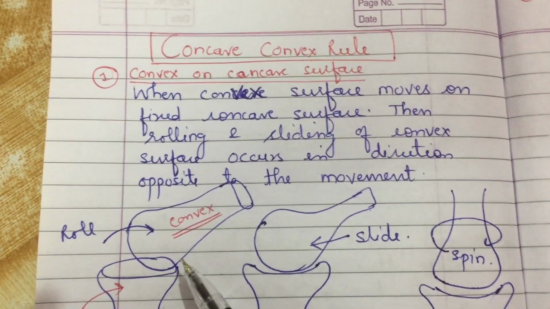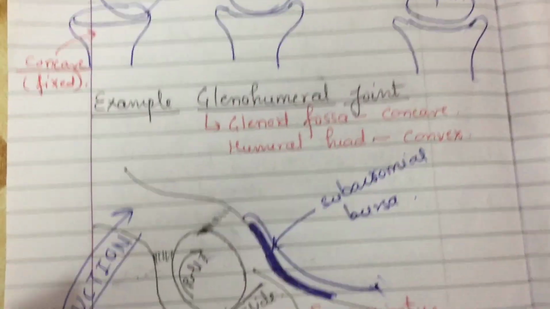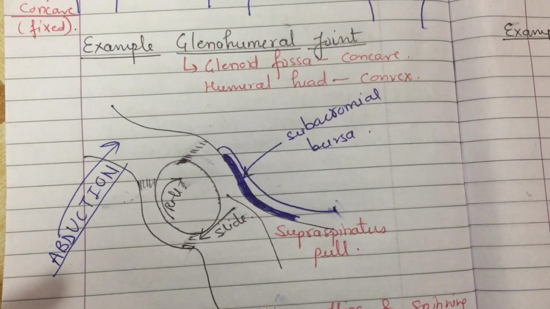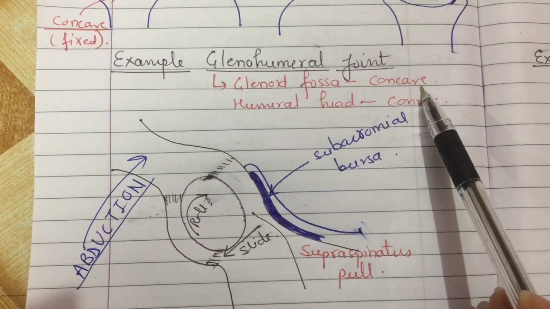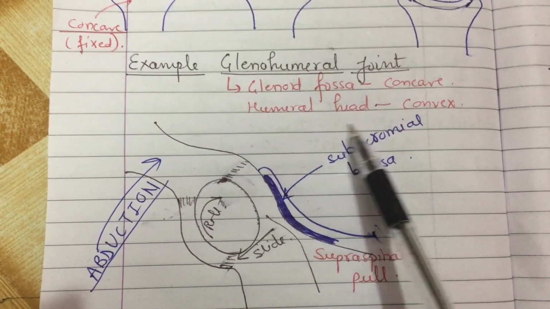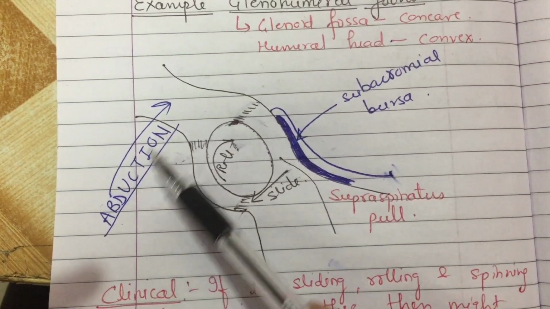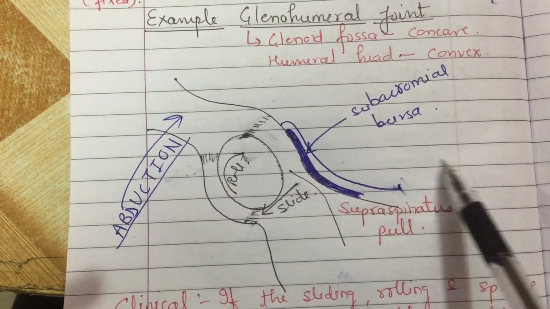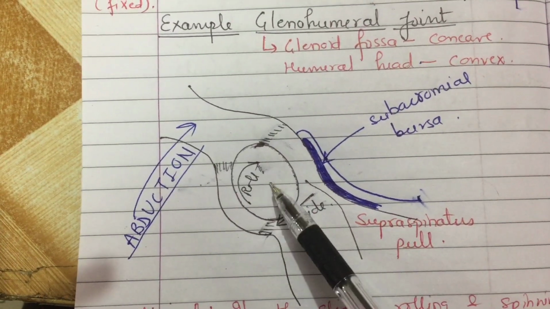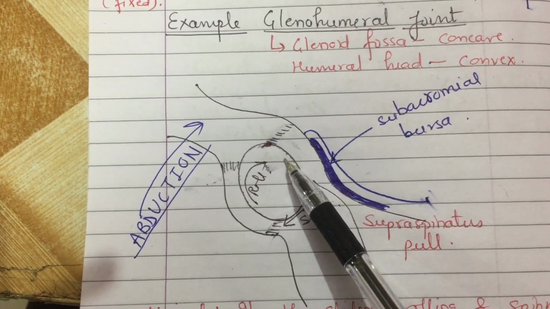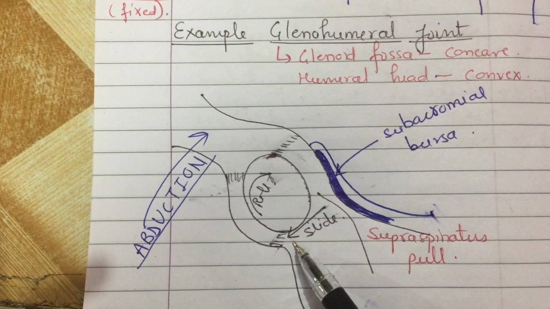So let's take the example of the shoulder joint to explain this in detail. If you look at the shoulder joint, it consists of the glenoid fossa, which is a concave surface, and the humeral head, which is a convex surface. So whenever we will be doing abduction, meaning the supraspinatus will be contracting to produce the upward movement, then rolling of the humeral head will happen, and along with it there will be downward sliding.